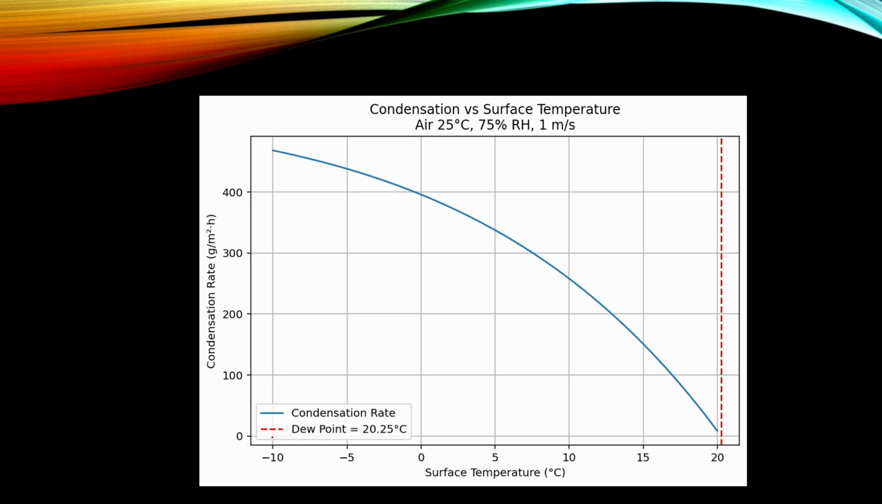And on the x-axis we have surface temperature. And we see that when the surface temperature is minus 10 degrees C, the condensation rate is over 400 grams per square meter per hour. And when the temperature is around 20 degrees C, which is the dew point of our case, then the condensation rate is of course 0.